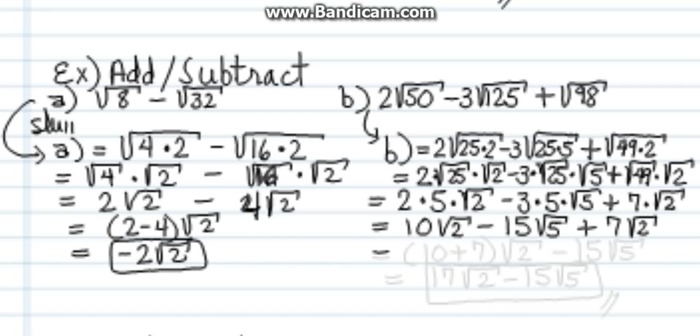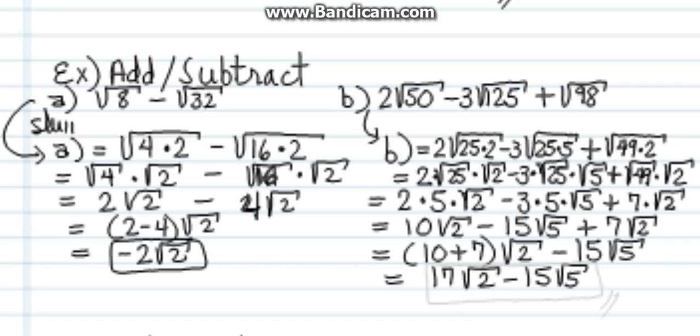Good news, good news. The first and the last term are like radicals. They can be added together. So we have 10 of them plus 7 more gives me a total of 10 plus 7, and their name is times the square root of 2. And then bring down the negative 15 square root of 5, and our final answer is 17 times the square root of 2 minus 15 times the square root of 5.